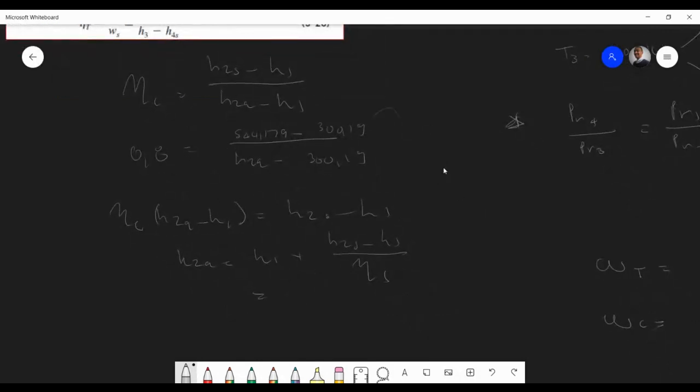I normally just go straight into this formula. So H1 is 300.19 plus your H2S, 544.179, minus 300.19, divided by your compressor efficiency. Can we get that actual value?